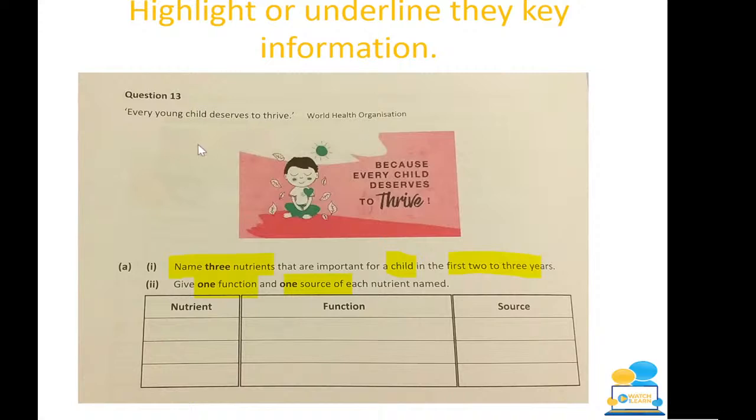So in this question here, we have this bit here, every young child deserves to thrive. Then it discusses naming 3 nutrients that are important for a child in the first 2 to 3 years. So there's a good bit of information there. I suggest highlighting the key information, so I know I have to name 3 nutrients, but they're not just any old nutrients, they have to be ones that suit a child from 2 to 3. So I know maybe they are protein, fats and carbs. You then need 1 function for each, and you need 1 source as well. So by highlighting this, you're identifying the key information as to what should be there.